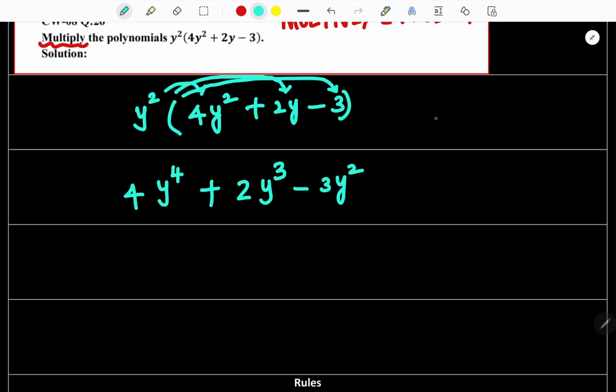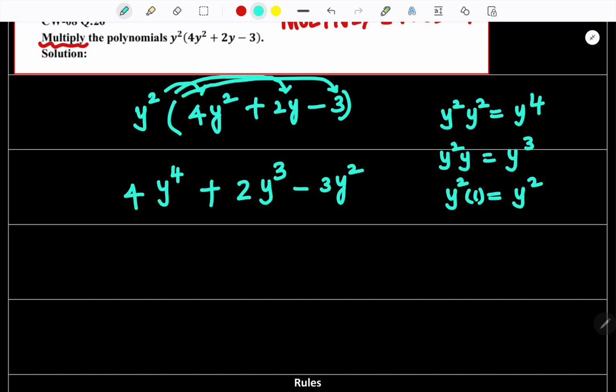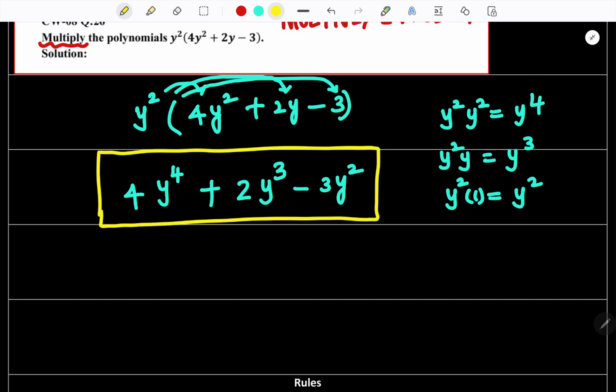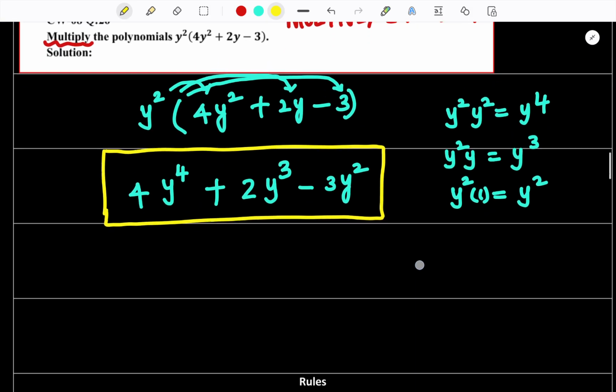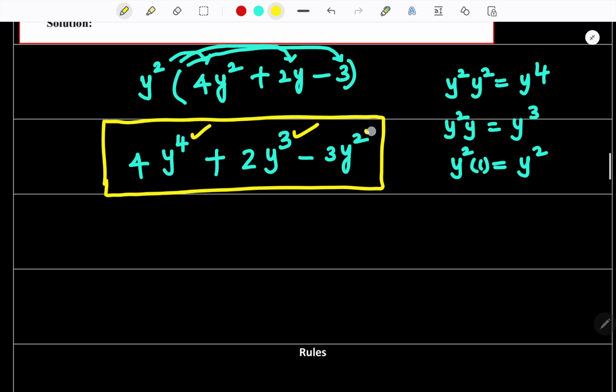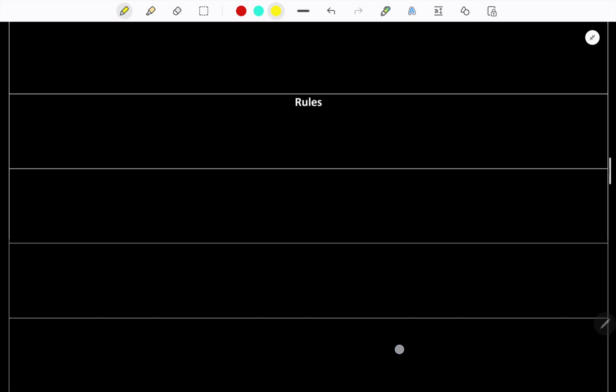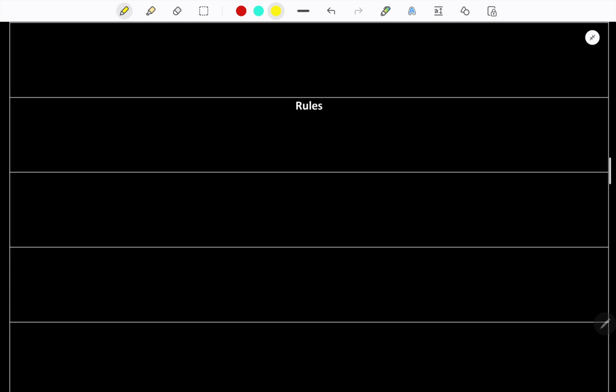If you have any confusion, let me tell you, y square times y square is y power 4. And y square times y is y power 3. And y square and nothing is there, so it is y square. Here it is 1 is there. Okay, right. So 4y power 4 and then plus 2y cube minus 3y square. Is it in standard form, teacher? The question is not asked, but try to give the answers in standard form. Powers 4, 3, 2. Right? Okay.